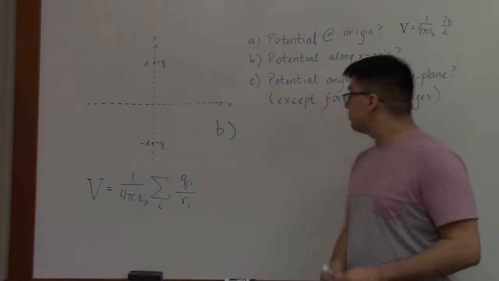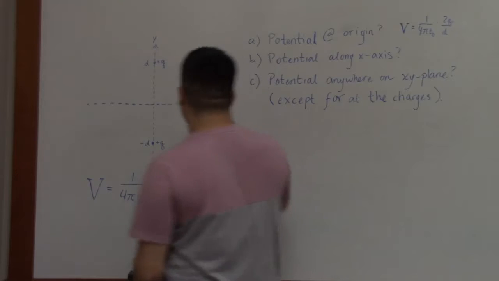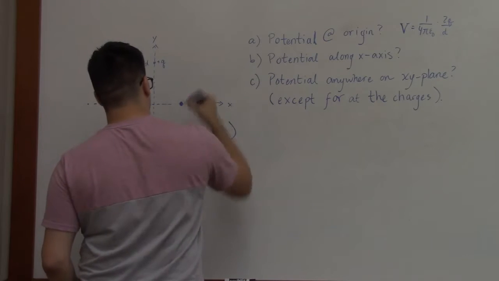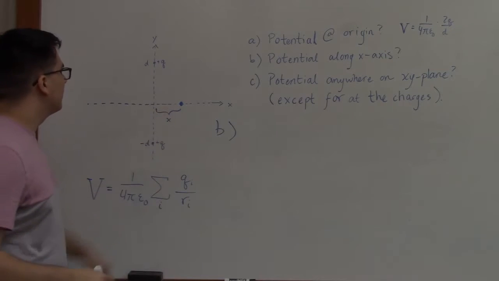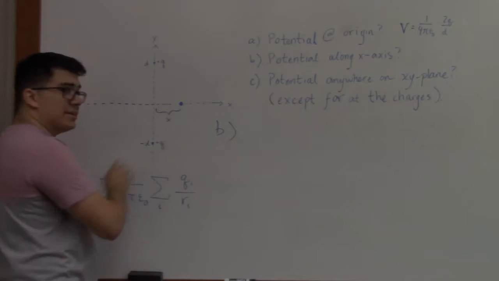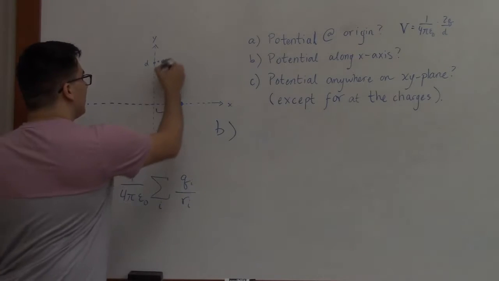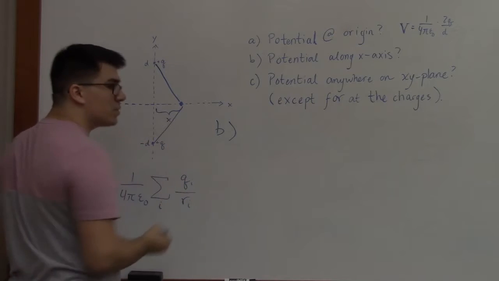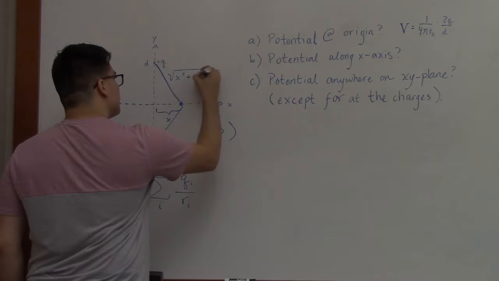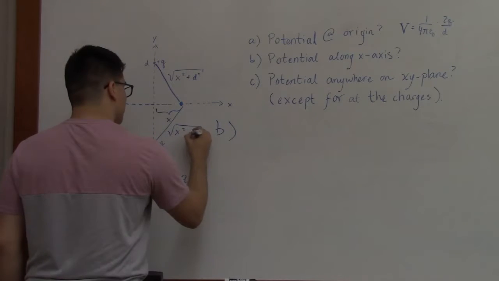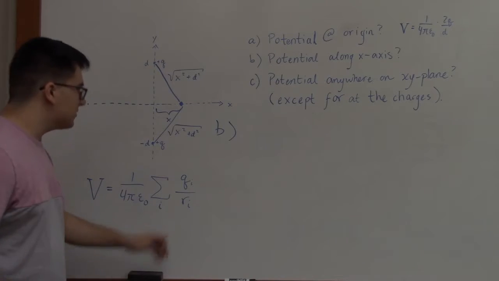Alright, so for the second part, just find the potential along the x-axis. So, I'm going to pick a random point on this axis. Okay? It's going to have some distance x here. And as always, it's still going to be d vertically from either charge, which means that the distance here and the distance here is going to be the same, the square root of x squared plus d squared for either of these. This will be the r that we use in this formula.